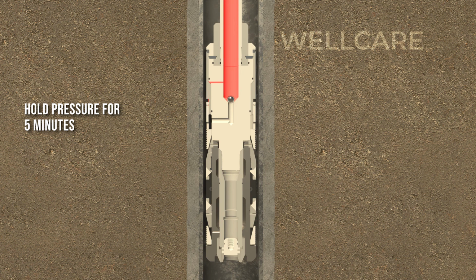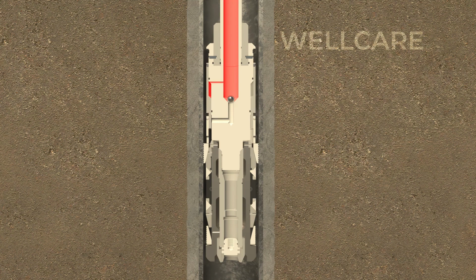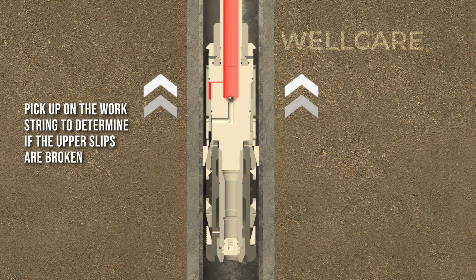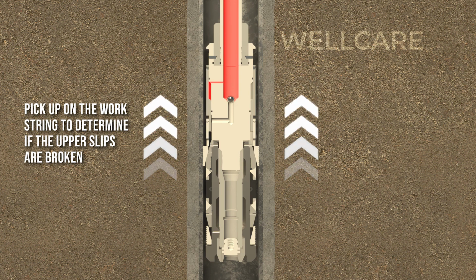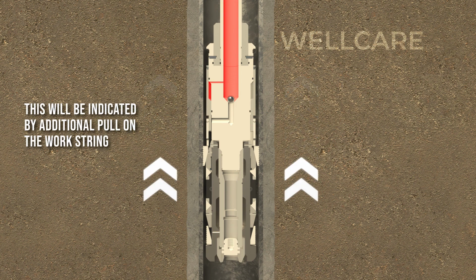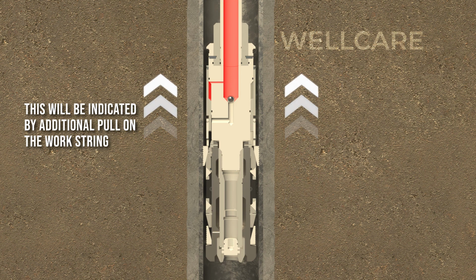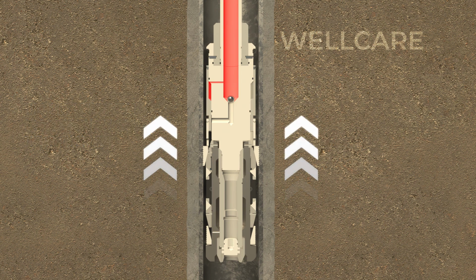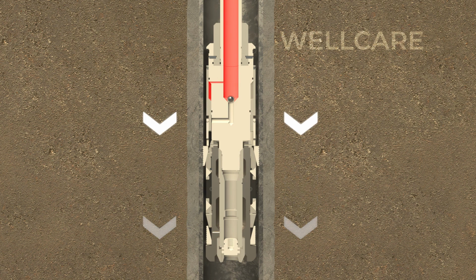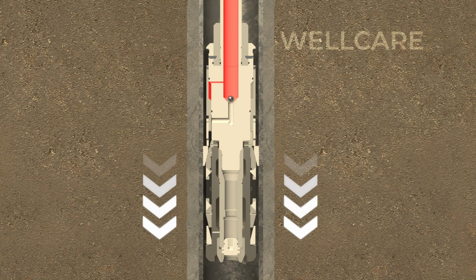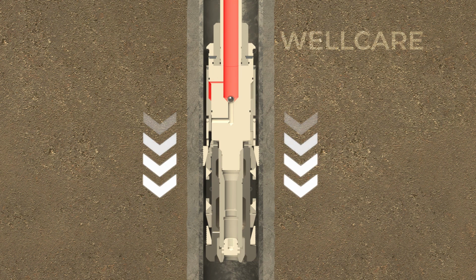The application of pressure forces the piston of the hydromechanical bridge plug to move downward, causing the upper slip to move downward into contact with the upper cone. Pick up on the work string to determine if the upper slips are broken. This will be indicated by additional pull on the work string. If no additional drag is noticed, set back down and apply an additional 500 psi higher than the previous attempt.